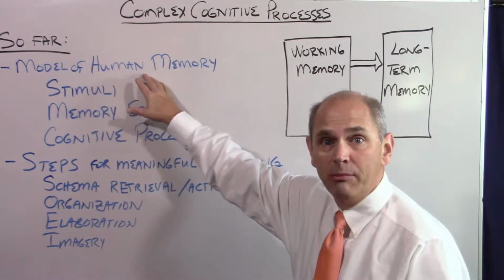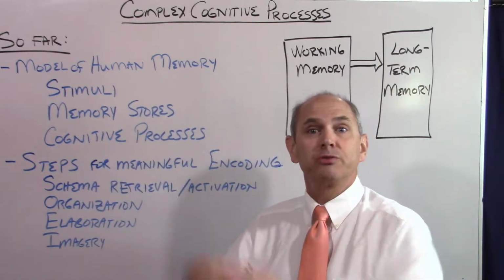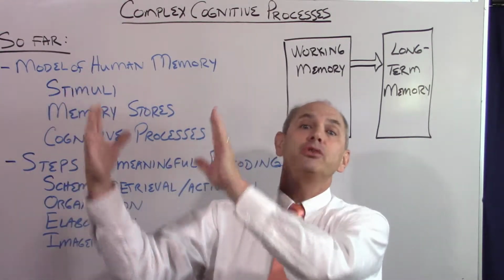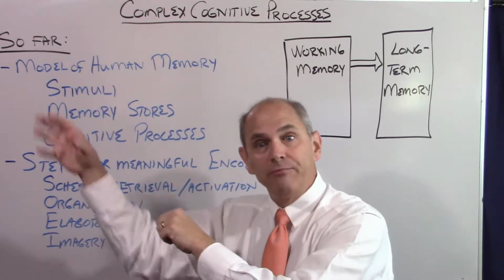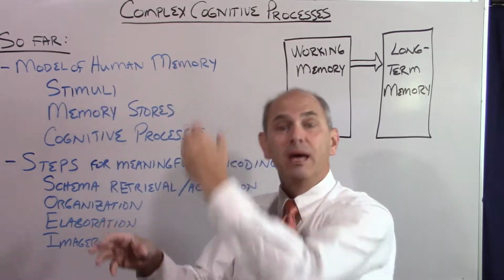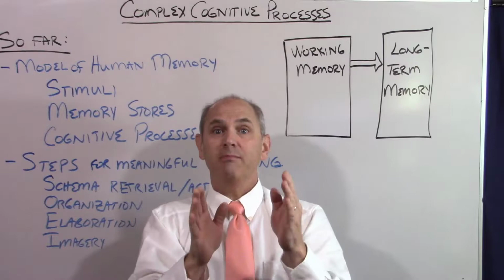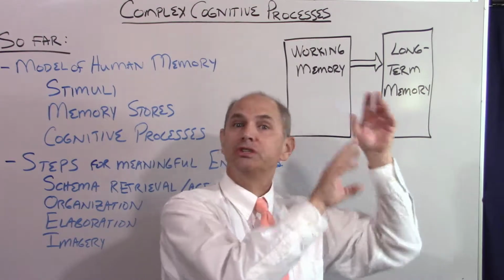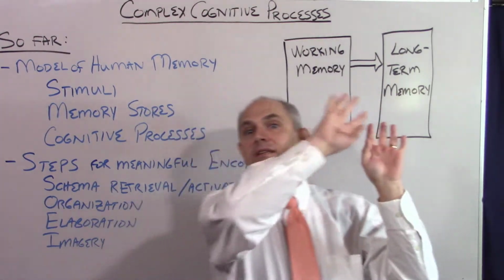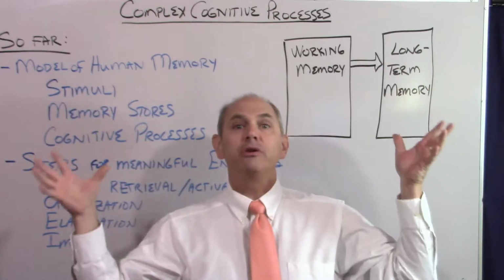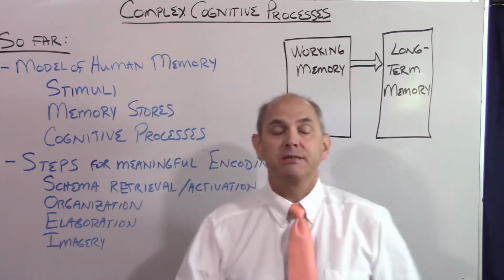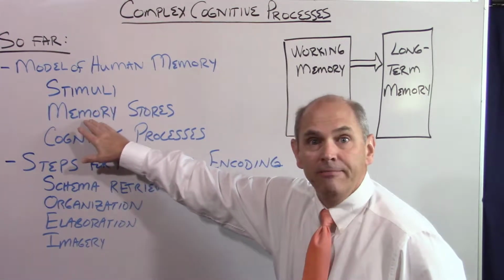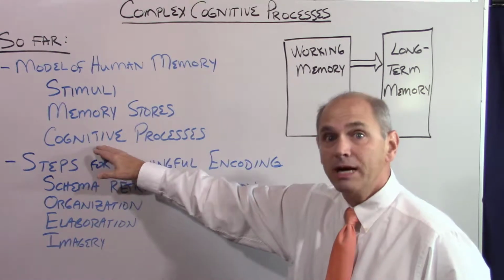In the model of human memory, we have discussed the major parts. We talked about the stimuli coming in from the environment, and they came into and through the sensory registers, and then they came through attention and perception. Then they went into working memory, and then from working memory we went into long-term memory, which is a storage process. And then there is this overarching awareness of what we're doing, the metacognitive piece. So we talked about all the pieces and parts of those, in terms of stimuli, memory stores, and cognitive processes.